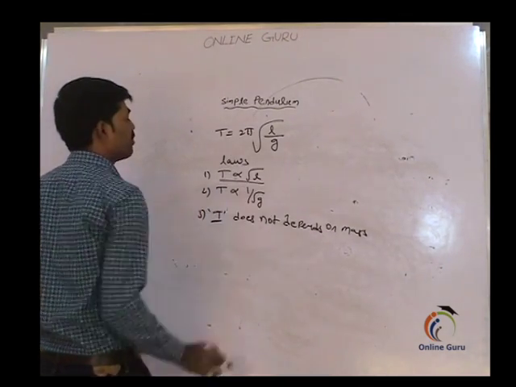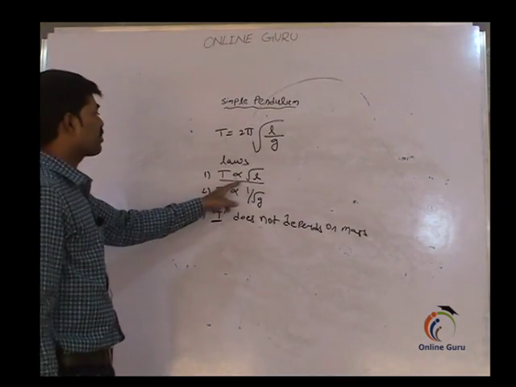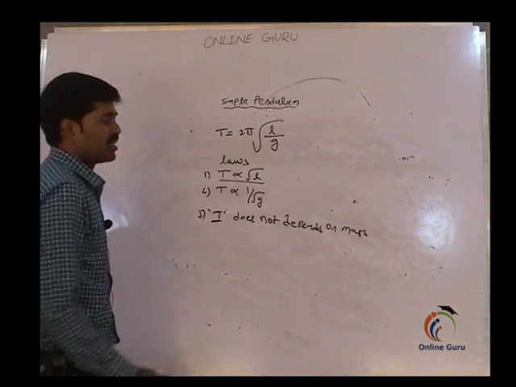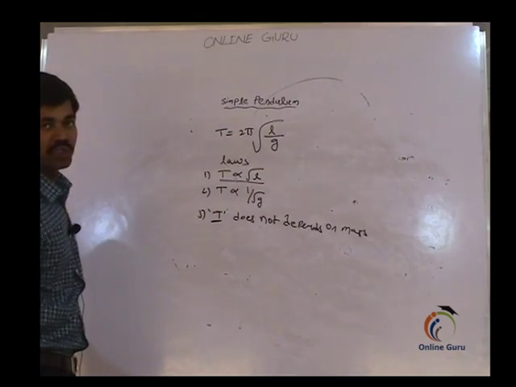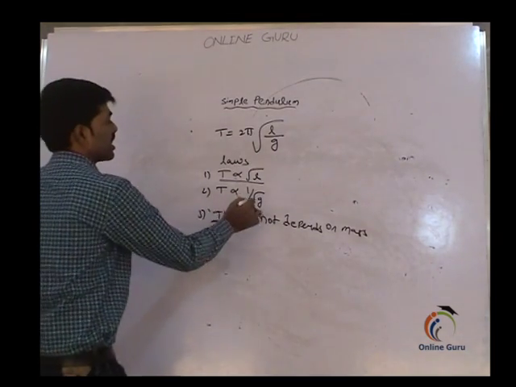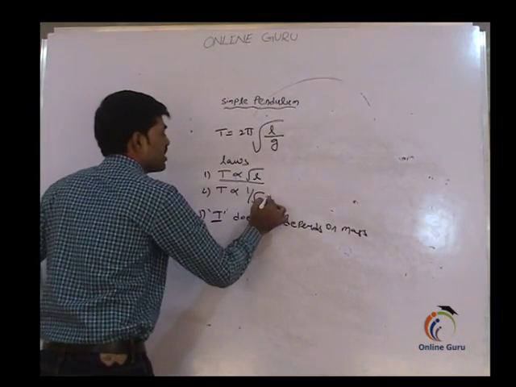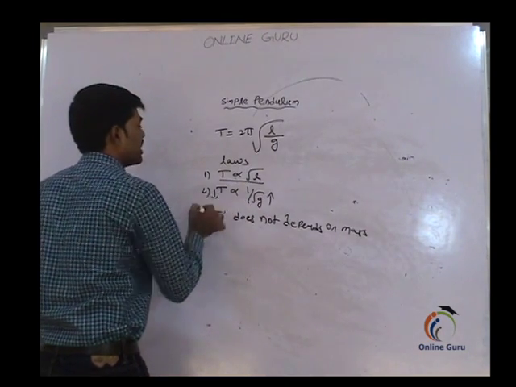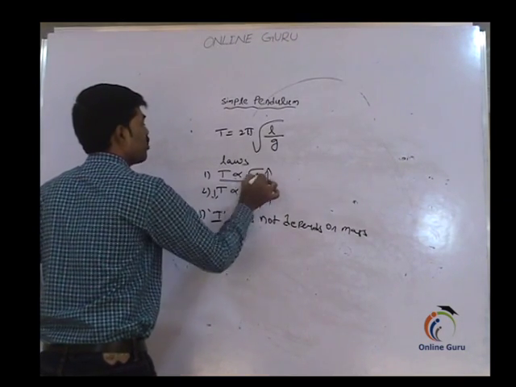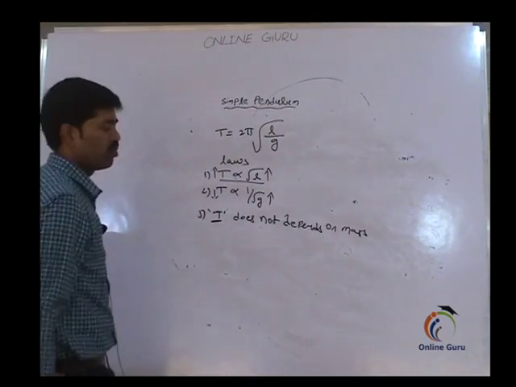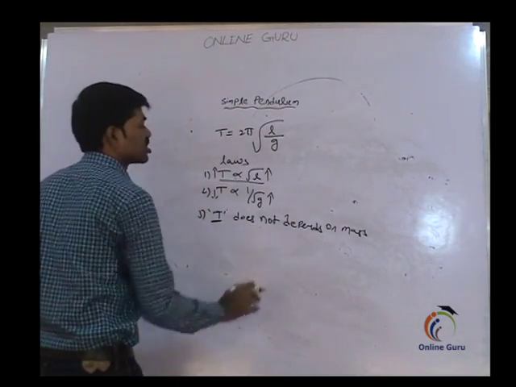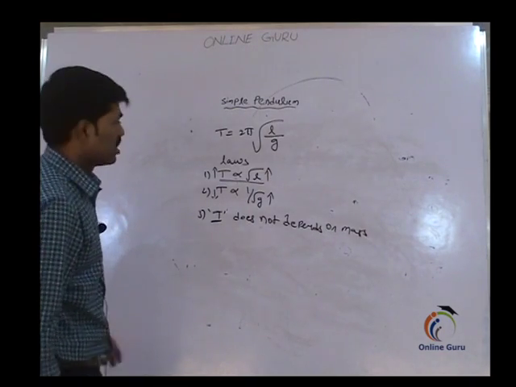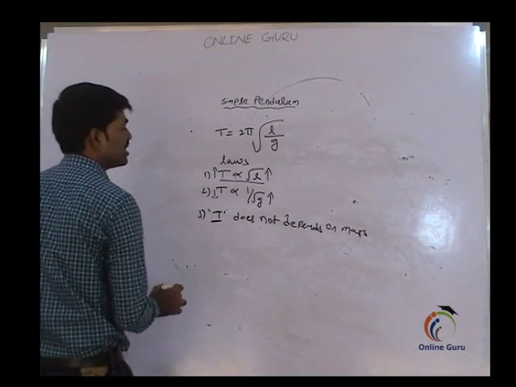One is time period is directly proportional to root L, the length of the pendulum. Time period is inversely proportional to root g, gravity. That is, if gravity is more, the time period is less. If length is more, time period is also more, so directly proportional. And time period does not depend on mass. These are called the laws.